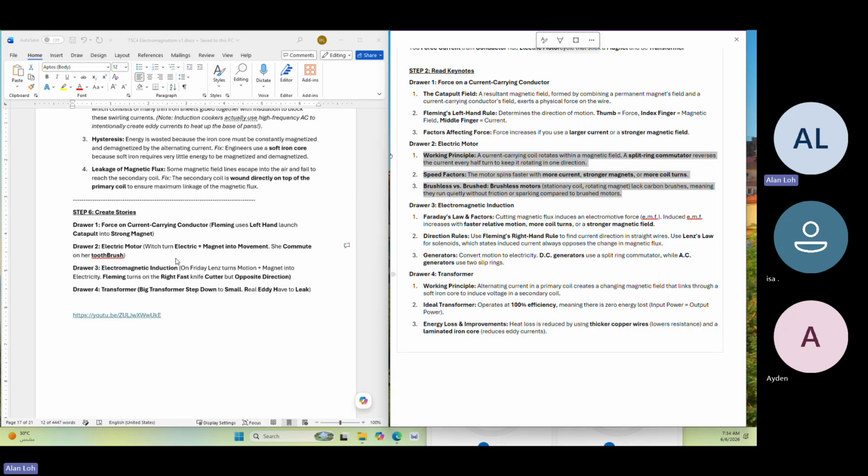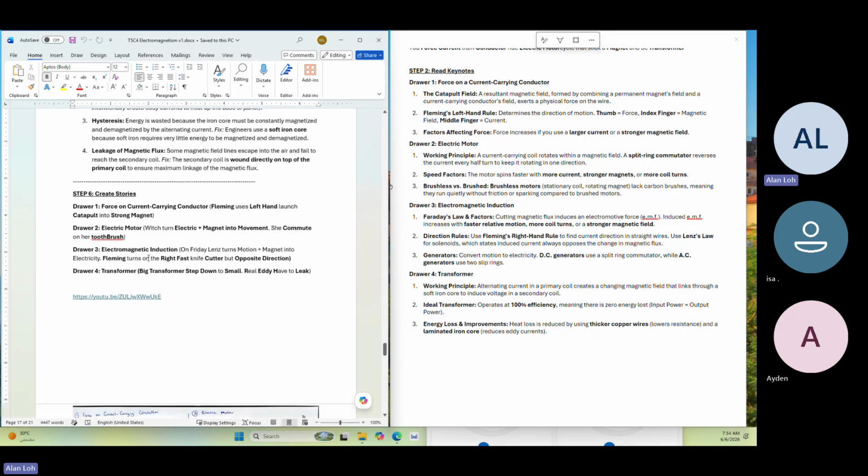Then she commutes on toothbrush. So there is this split ring commutator, and also the brushless and brush motors, right? Of course, we are not talking about the toothbrush, but we are using the brush terms to help you remember that there is something related to brush in drawer 2, okay?